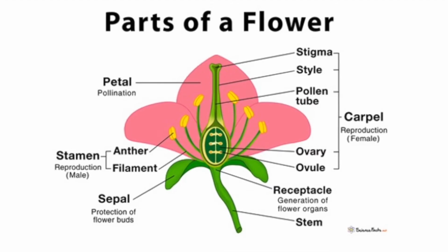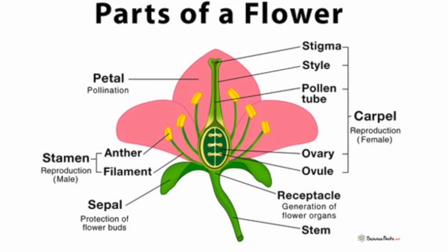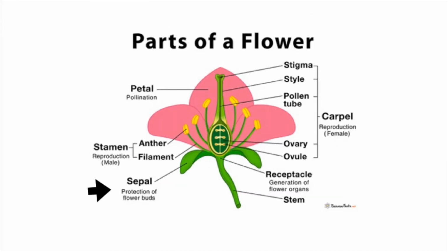So let's go over the different parts of a flower. First, at the base of the flower, we have the sepal, which is usually green in color and attached to the stem. Next, we have the brightly colored petals, which attract pollinators. Here we have the male reproductive part called the stamen, and it consists of two separate parts, the anther, which produces pollen, and the filament, which connects the anther to the flower.